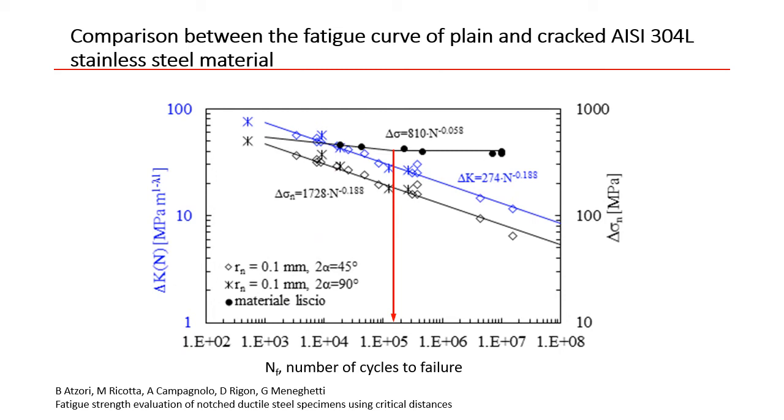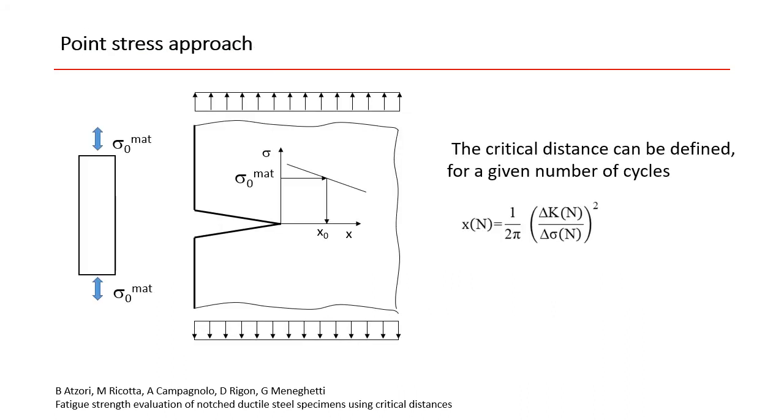In this slide, it can be seen the comparison between the fatigue curves of plain and cracked material. We can see that the number of cycles threshold is completely different from the knee of the fatigue curve obtained in the case of plain material. In this work, the critical distance was defined for a given number of cycles, according to the equation shown in this slide.